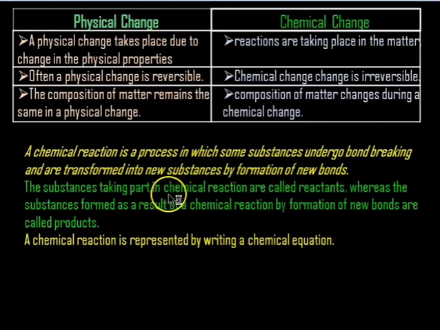The substances taking part in chemical reactions are called reactants, whereas the substances formed as a result of chemical reaction by formation of new bonds are called products.